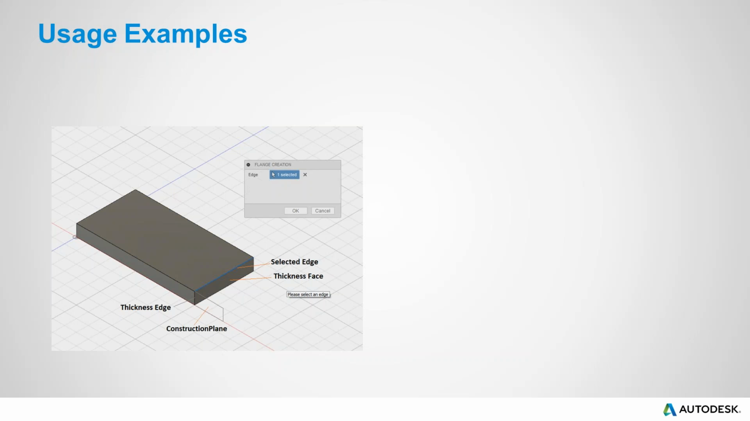Then I can get the edges from that face, and I would get maybe the two edges that connect to the edge that's been selected. Now I would get what he's labeled as thickness edge, and then I could use that to get some of the geometry that I need to create that construction plane.